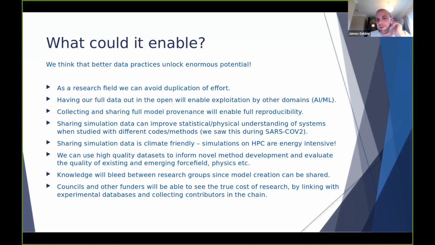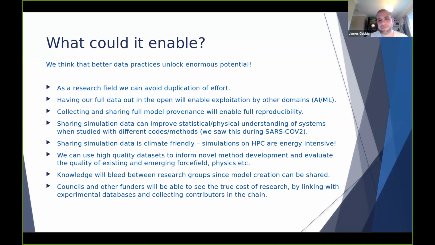Having our full data out in the open, again, will enable other domains to exploit it. So the obvious one is people doing AI research. They'll be able to get access to very high quality data sets that have been tested against experiments, and they'll be able to develop tools around this. It might be particularly useful for people doing AI-derived potentials or AI-derived force field descriptions. Having a big data set to test on could be quite cool.